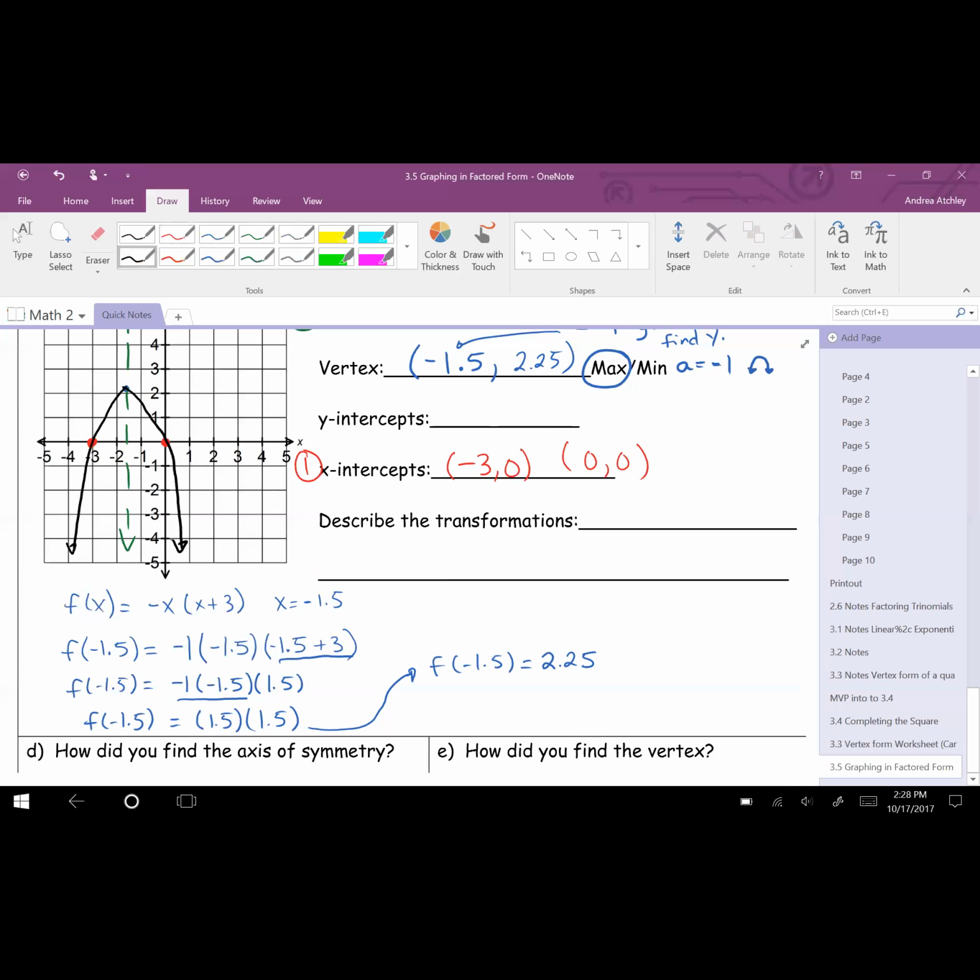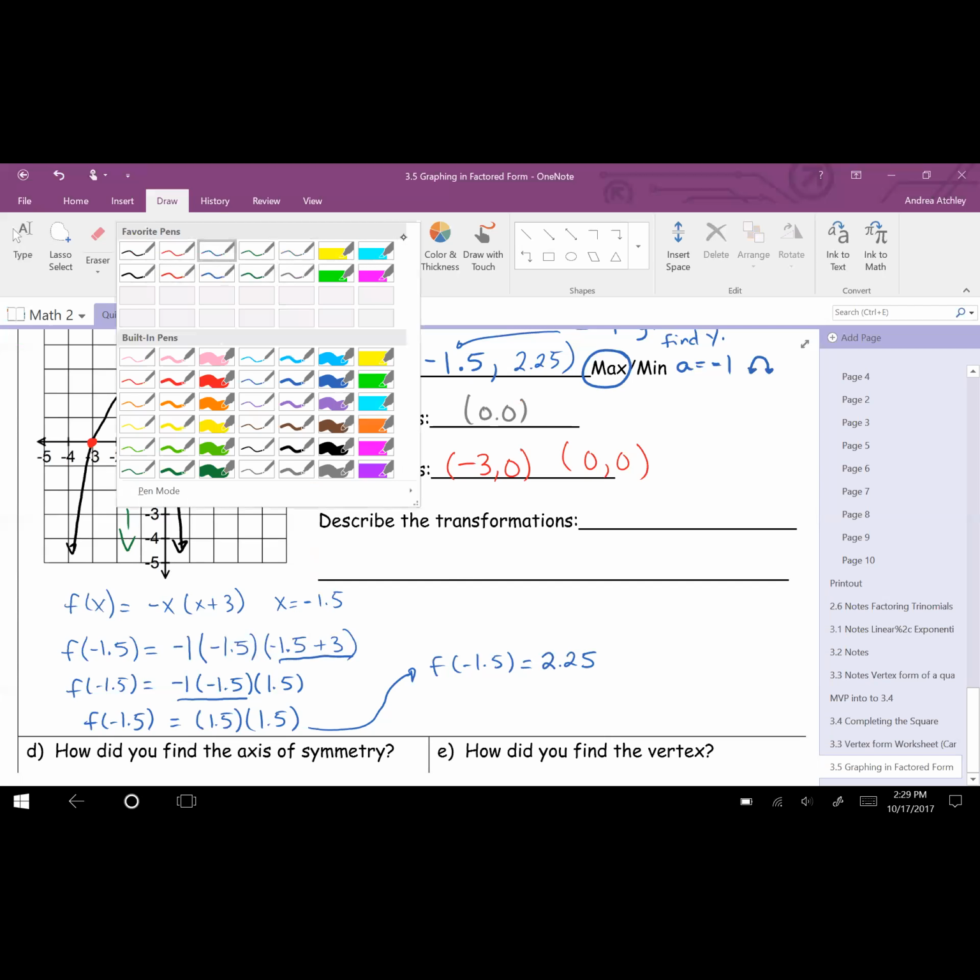Any questions over that? We still need the y-intercept. So do we have the y-intercept? Very good. It crosses the y-axis, the same place it crosses the x-axis at 0, 0. So that would be my fourth step. My third step. Then we need our transformations.